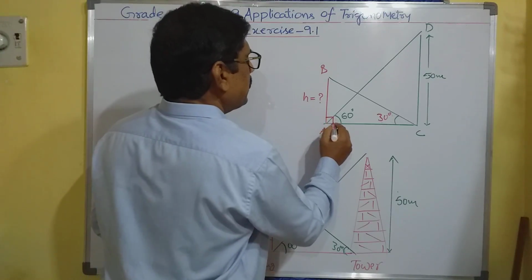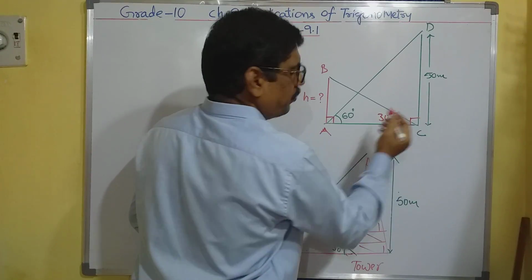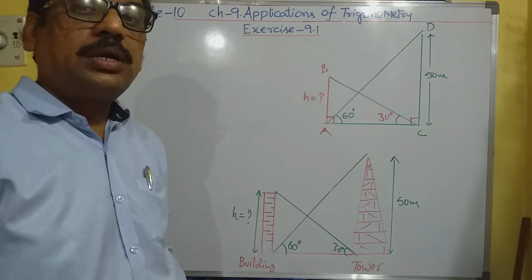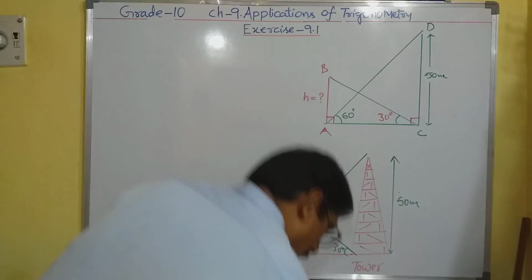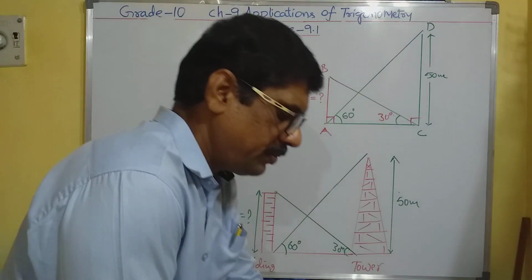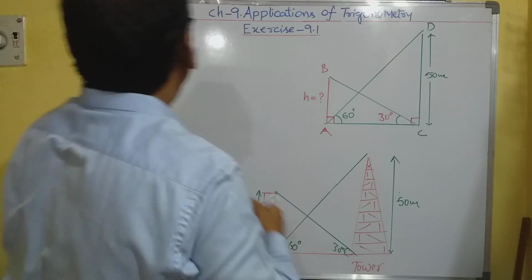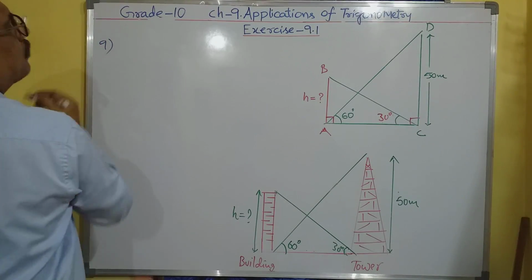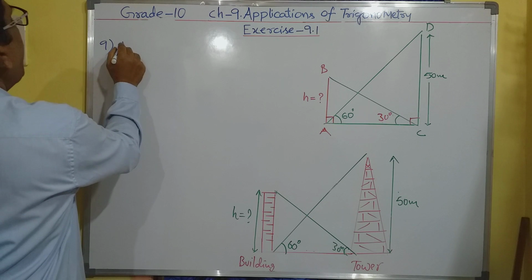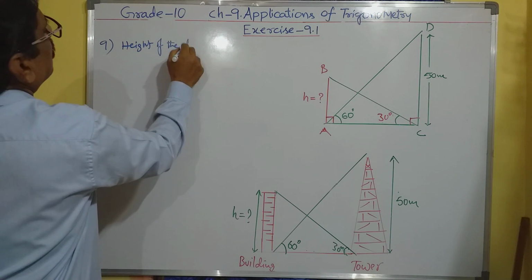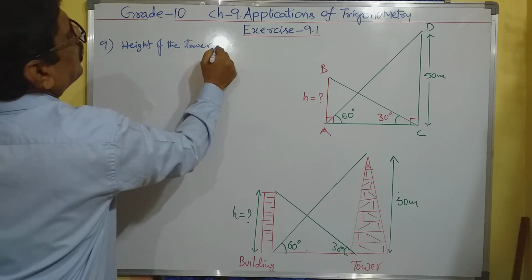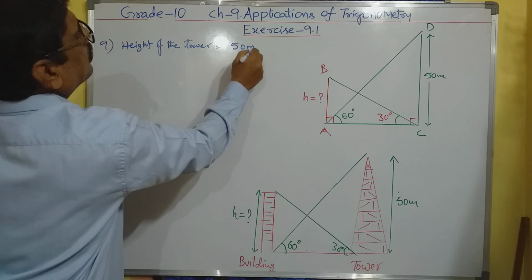Here this is 90 degrees and this is also 90 degrees because the building and the tower are perpendicular to the base. Okay. Now let us take the information from the diagram. This is the ninth problem. Height of the tower is equal to 50 meters.